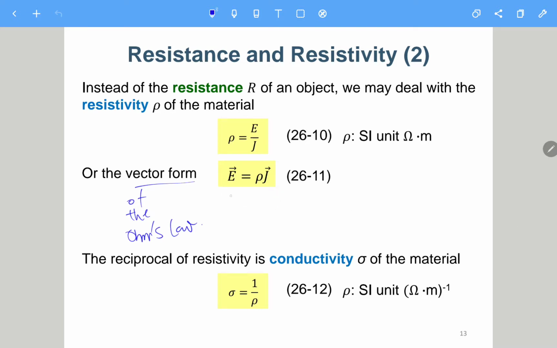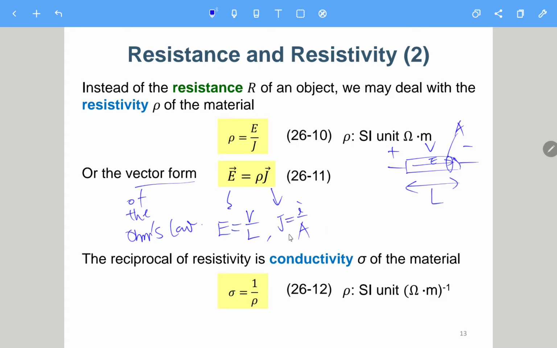As you know, the E field is related to the potential difference. If we have a uniform E field, then E equals V over L, where L is the length. Suppose this is a resistor with length L. If we have a voltage difference V here, then there will be an E field going to the right. So E equals V over L, and also J, the current density, is I over A, where A is the cross-section area.